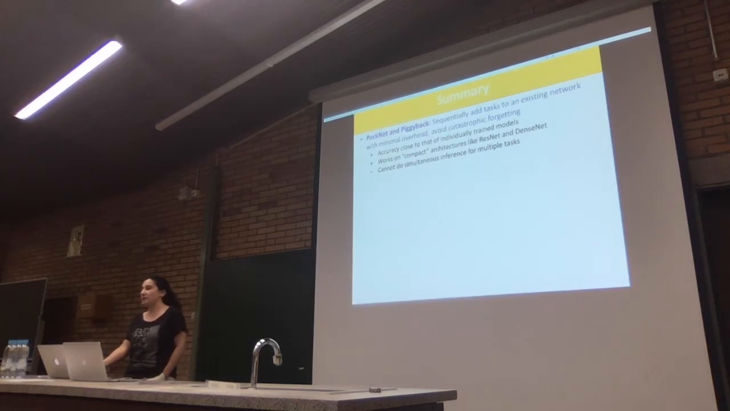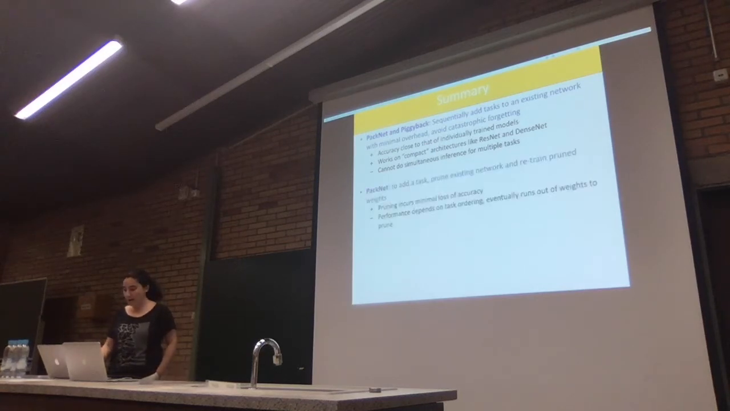They get accuracy that's very close to, and in the case of piggyback, sometimes better than the accuracy of individually trained models. And what's especially surprising to me is it works on compact architectures, especially in the case of PACnet. You can still prune ResNet and DenseNet, and it works really well. Maybe because of having skip connections, it makes those networks also redundant and robust. One of the biggest disadvantages with both methods is that you can't do simultaneous inference on all the tasks. You have to do a separate forward pass for each task.